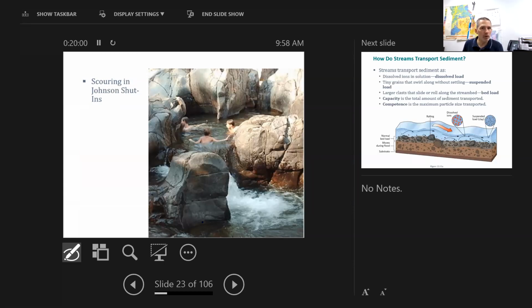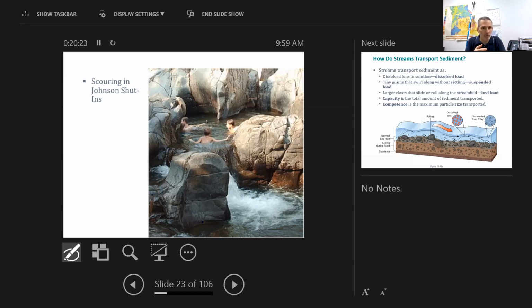But we can also see some local examples. Here's a classic example of Johnson Shut-Ins in Mineral Area, just outside of the Arcadia Valley, where the water is literally shut into these igneous rocks because igneous rocks are more resistant to weathering than sedimentary rocks. And so the water is shut in. If it's shut in, it's going to speed up.